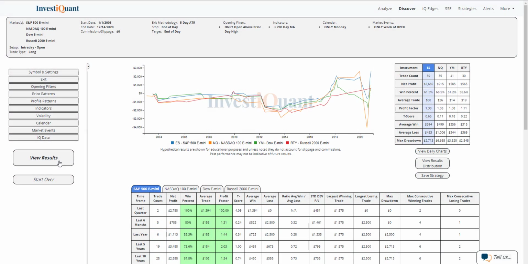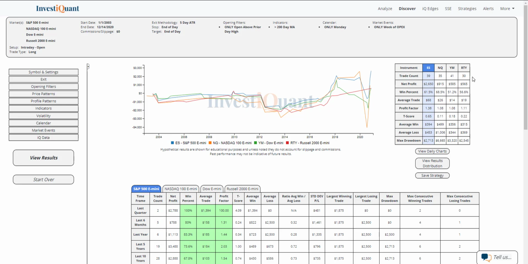And here we go. So these are the results of going long when you open above the prior session high on OPEX Monday. This has taken place above a 200-day simple moving average. Historically, we've got 39 samples in the S&P, and this is dating back to 2003. We've got 35 in the NASDAQ, 41 in the Dow, 30 in the Russell.